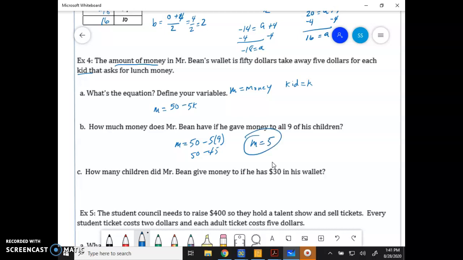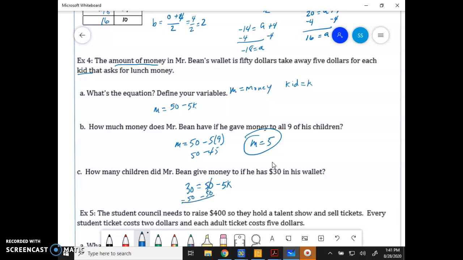All right. How many children would Mr. Bean have if he has $30 in his wallet? So that means that the money that he has is 30. So we have to figure out how many children he gave the money to. So let's see. 50 minus 5K. Okay. So what we're doing is we're figuring out the K. So we're going to get rid of this 50 first because it's not attached to the variable, so we want to get rid of everything else first before we mess with the variable. So we're going to subtract 50 on both sides.